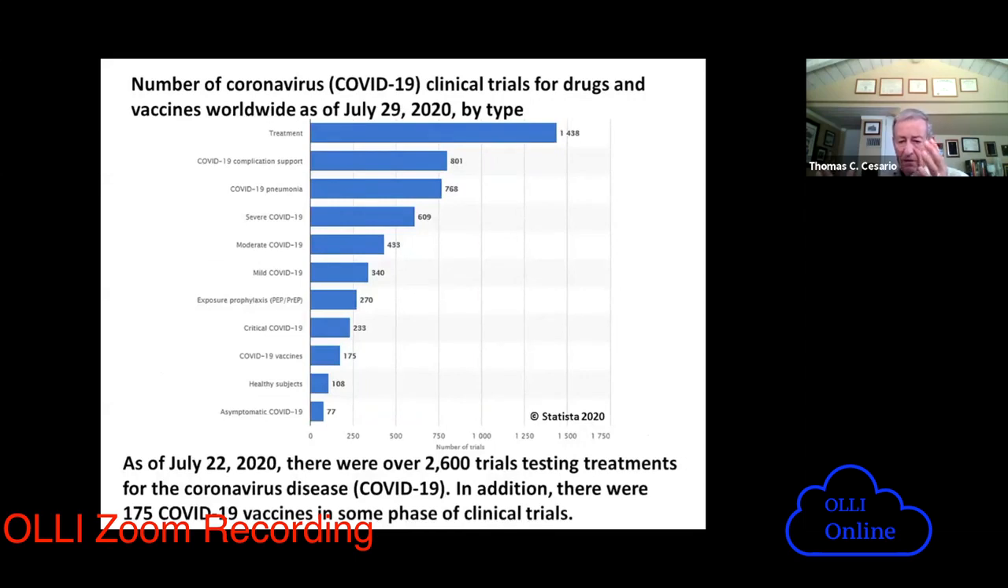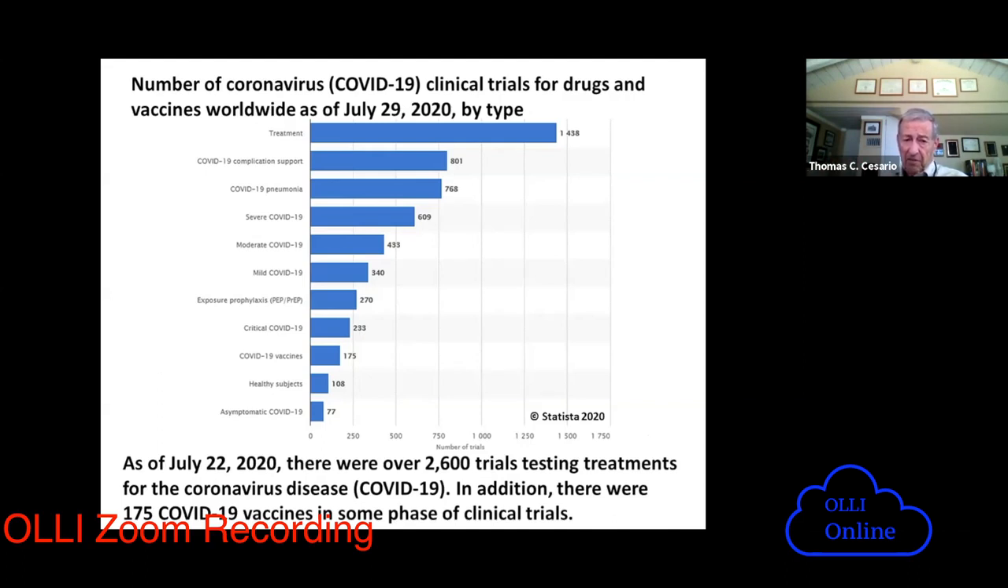There are about 1,500 trials that we know about. Actually, all in all, about 2,500 trials that are ongoing of some type of intervention. Many of these are duplicates. For example, there might be 50 studies that we're looking at azithromycin and hydroxychloroquine. But all in all, there are about 2,500 studies trying to find ways of beating the virus.